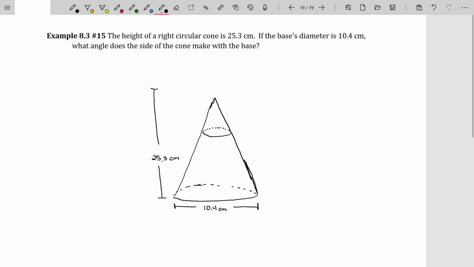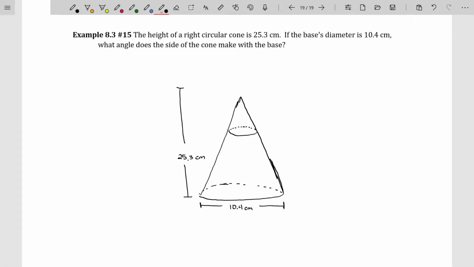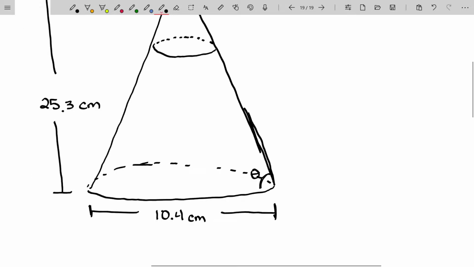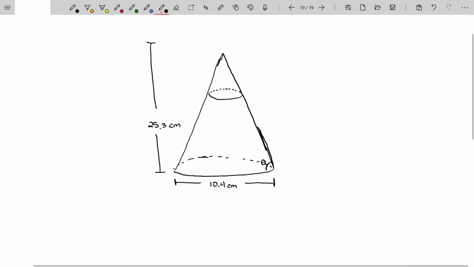What angle does the side of the cone make with the base? So we're really asking, what is this angle right here? So I want to know what that theta is. So how do you do a problem like this?